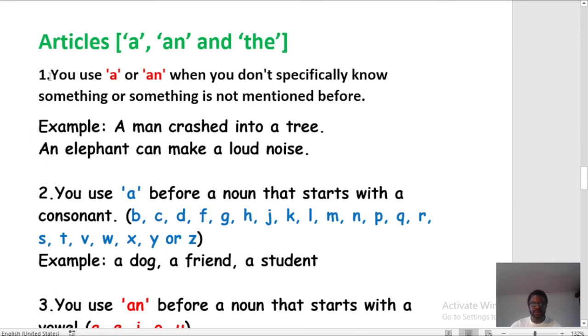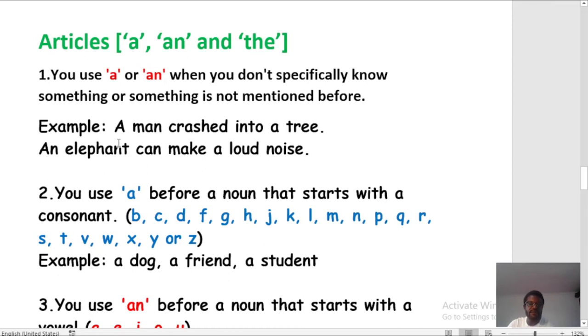Number one, you use a or an when you don't specifically know something or something is not mentioned before. Alright, for example, a man crashed into a tree. We never knew about the man before, so that's why we use a to specify that he crashed into a tree, and the tree as well wasn't mentioned to us before.